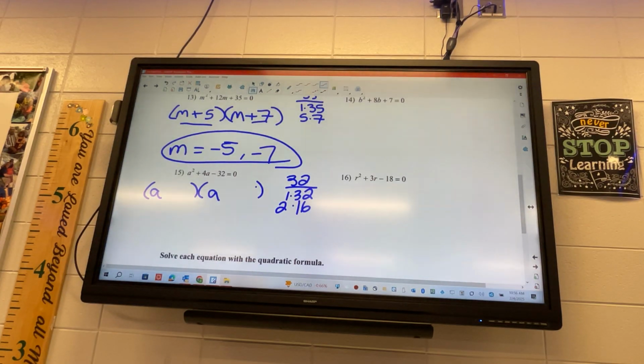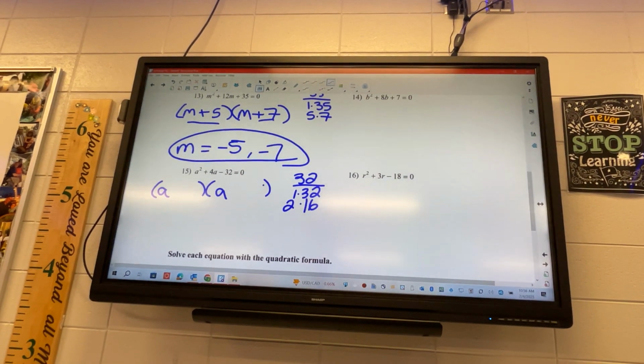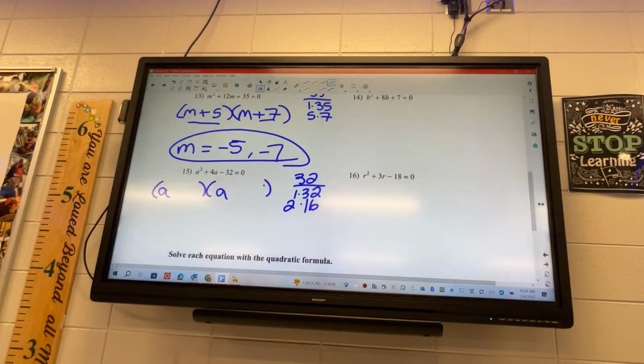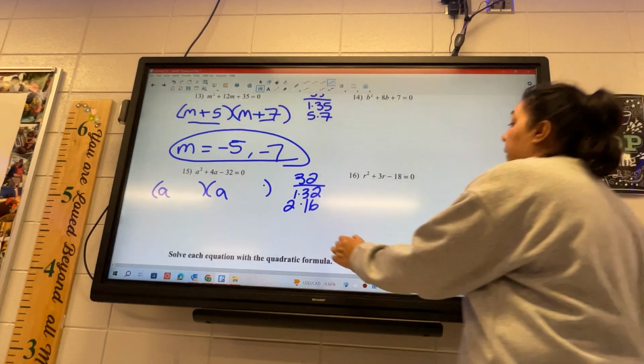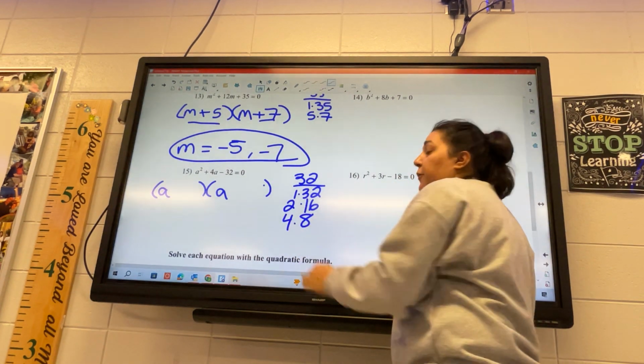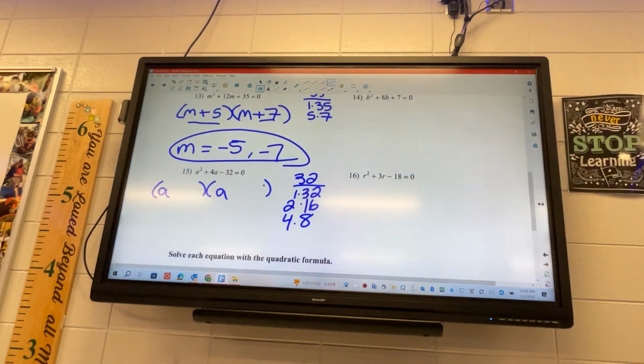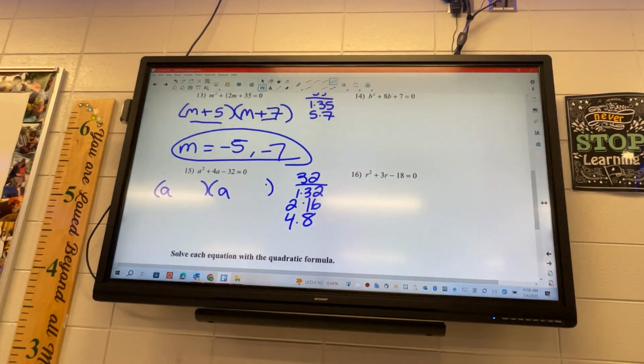So then what comes after 3? 4. So we're going to say 32 divided by 4. 8, so 4 and 8. Okay, what comes after 4? 5. So we're going to say 32 divided by 5. Doesn't work. So then we check what? 6. 32 divided by 6.